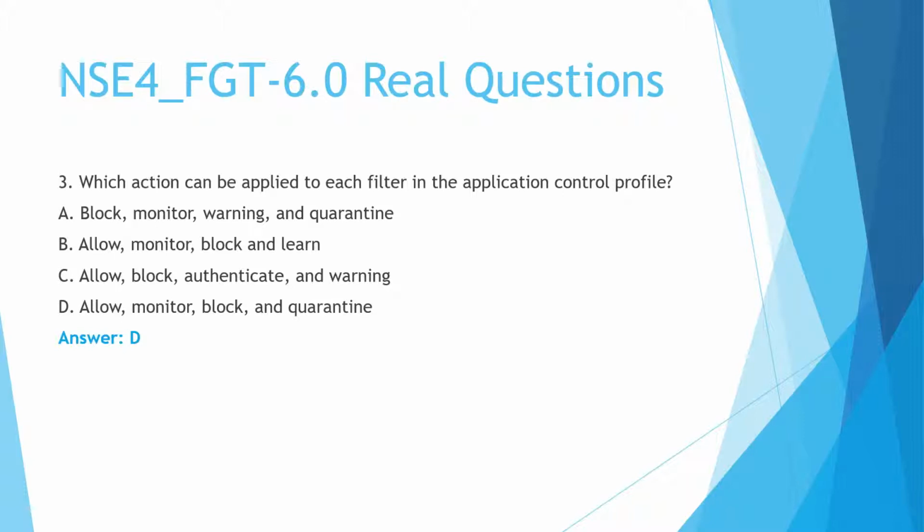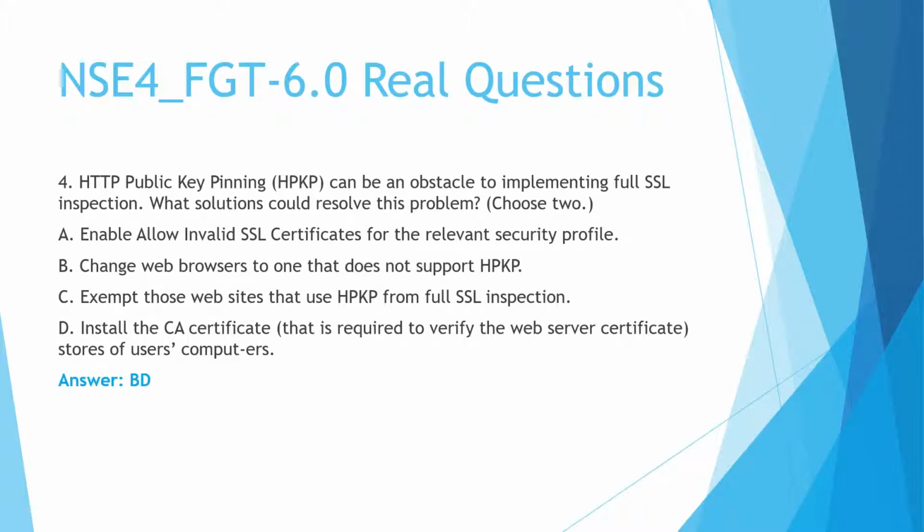A. Block, monitor, warning, and quarantine. B. Allow, monitor, block and learn. C. Allow, block, authenticate, and warning. D. Allow, monitor, block, and quarantine. Answer, D. 4. HTTP public key pinning (HPKP) can be an obstacle to implementing full SSL inspection.